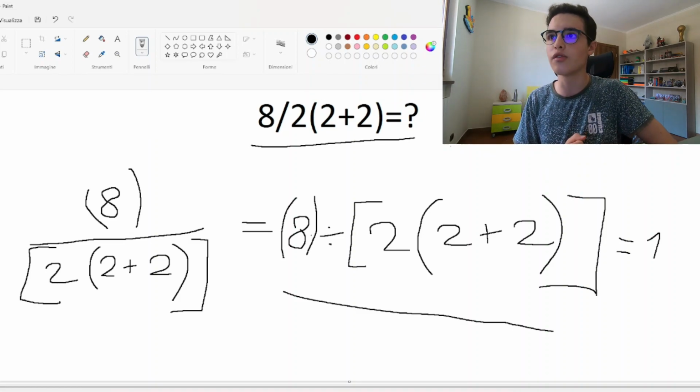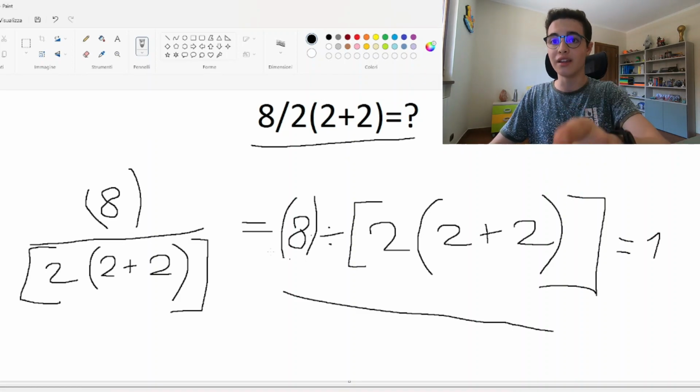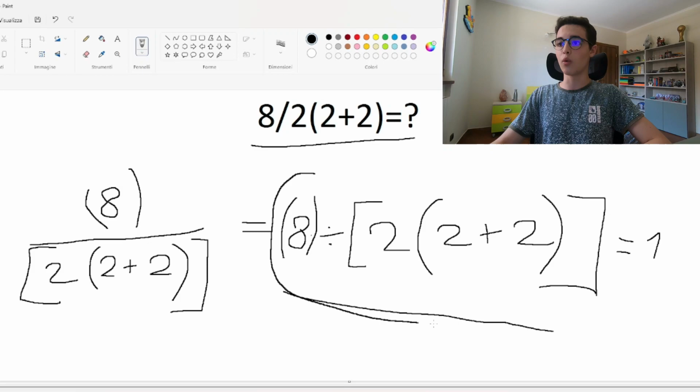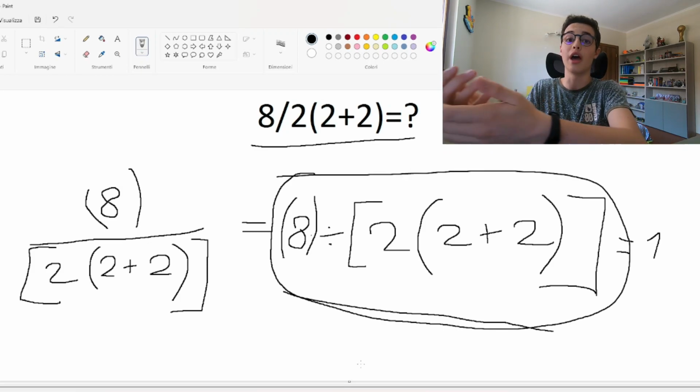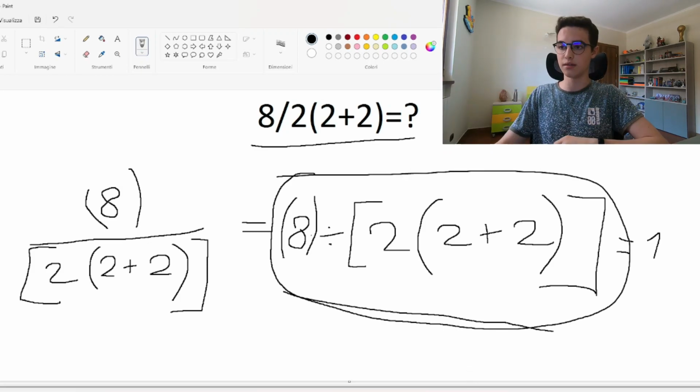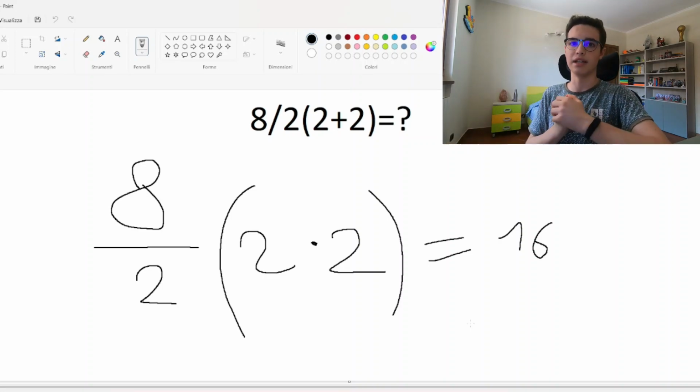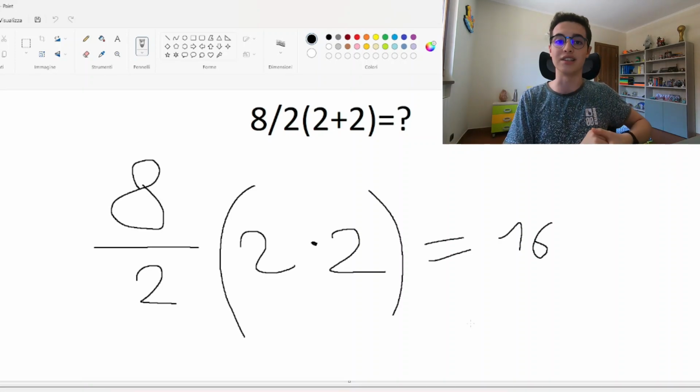And this is what makes the difference, guys. We are not finding this equation. If this one was the equation, we obviously would have 1. But if we just simplify by this, we're gonna have 16. And that's the beauty of math.